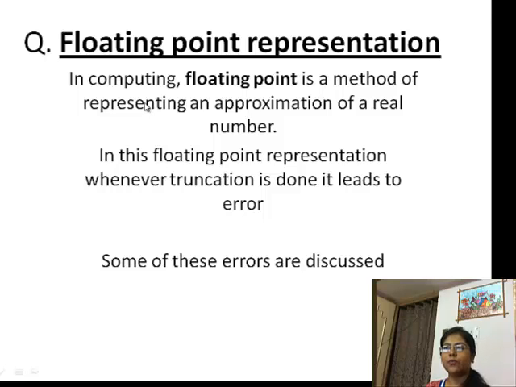Now what is floating point representation? In computing, floating point is a method of representing an approximation of a real number. In this floating point representation, whenever truncation is done, it leads to error. Some of these errors are discussed.